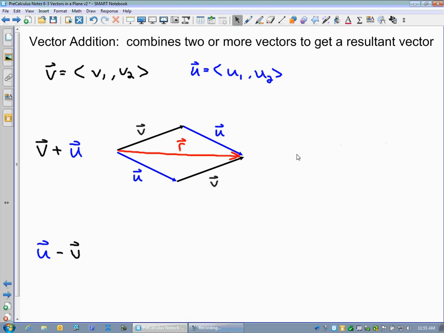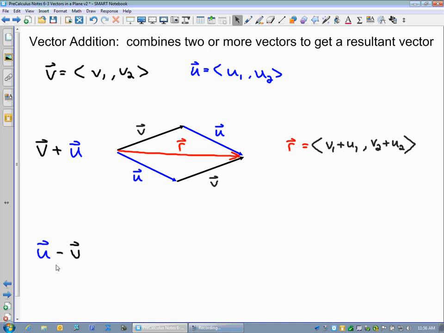Now for an algebraic approach, since we have addition here, we can add the components. For the horizontal, I have v1 and u1, and I simply add those together, so it's v1 plus u1. For the vertical, it's v2 plus u2. So this would be the resulting vector algebraically.